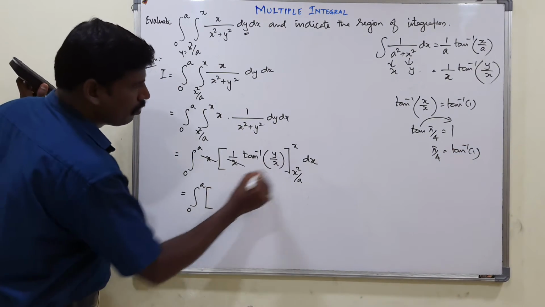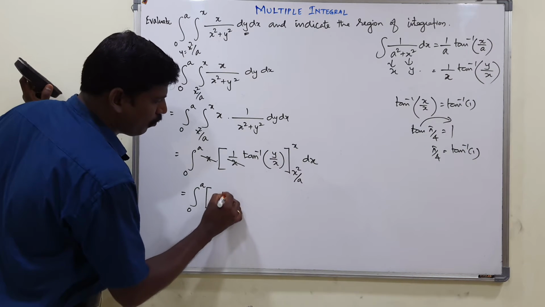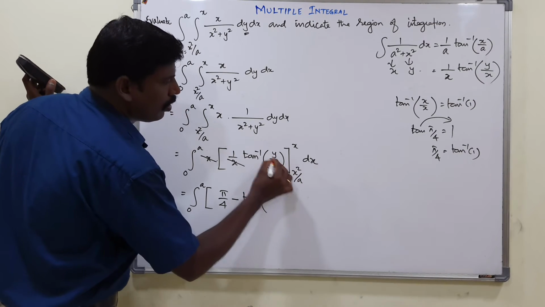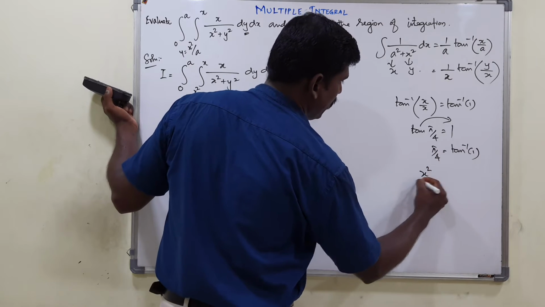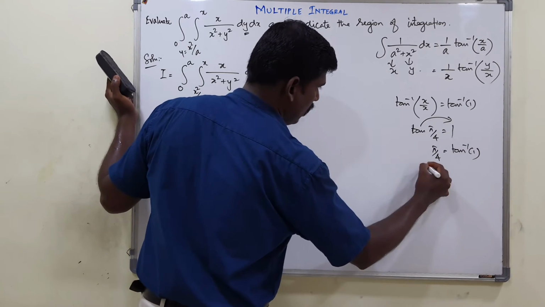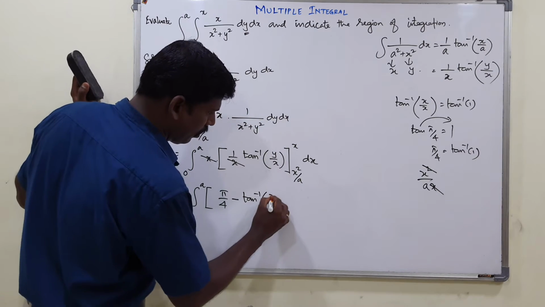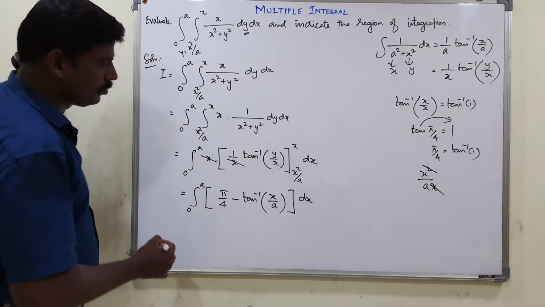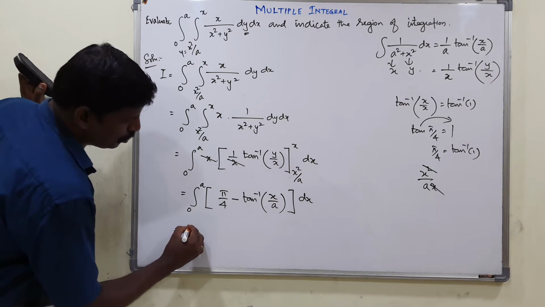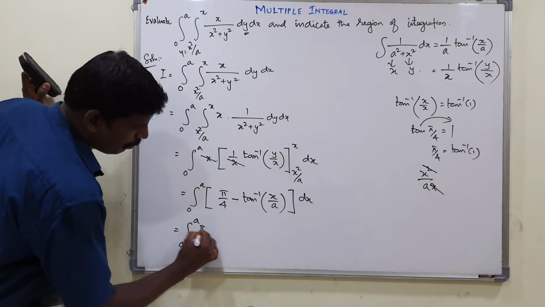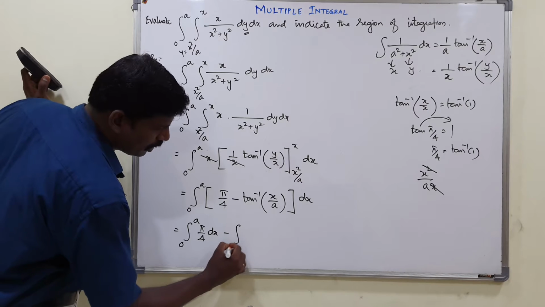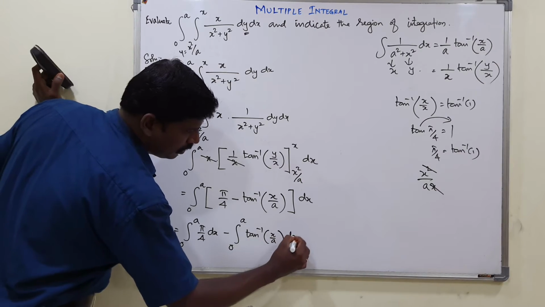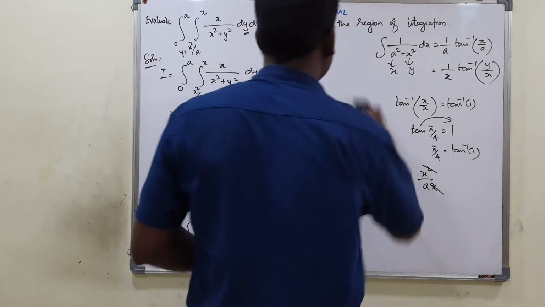So applying the upper limit, tan inverse 1 is pi by 4, minus tan inverse of applying x square by a. So x square by a, already one x is in the denominator, so you can cancel that x with x, so remaining x by a. That's all, into dx. Right? We can separate the integral into 2. Integral 0 to a pi by 4 dx minus integral 0 to a tan inverse of x by a dx. Okay, right?